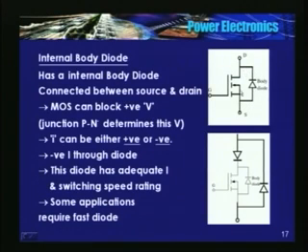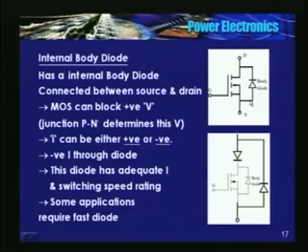So a MOS can block a positive voltage. D should be positive with respect to the source. You can't make D negative and S positive, because the moment you do, we have an uncontrolled element here, a diode. So this cannot block a negative voltage. But it can carry current in both directions, drain to source and source to drain. So the MOSFET carries the positive current and the body diode carries the negative current.